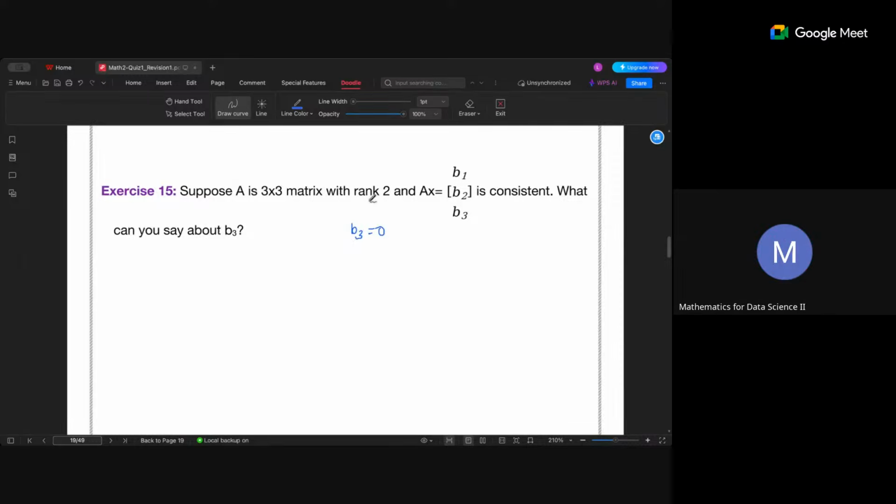See here, what happens if the rank is 2? You know that the last row, that is row 3, is 0. So if row 3 is 0 and the system is consistent, what do you know about B3? B3 should be 0. Infinite solutions in this case. Yes, infinitely many solutions. And what about B1 and B2? B1 and B2 can be anything. We are only concerned about the entry corresponding to the 0 row.